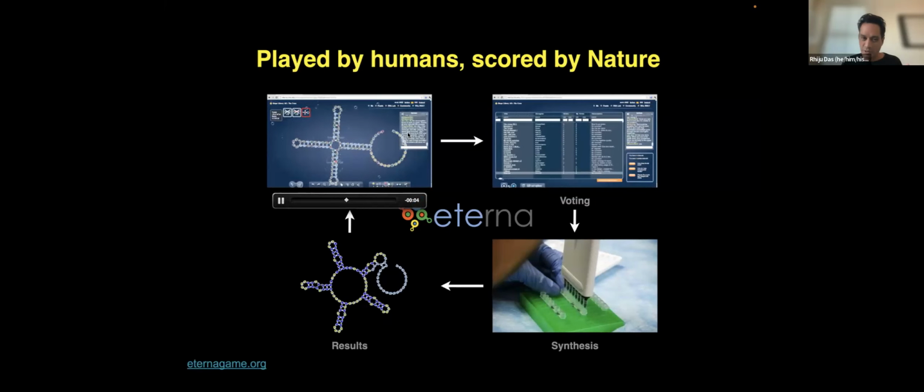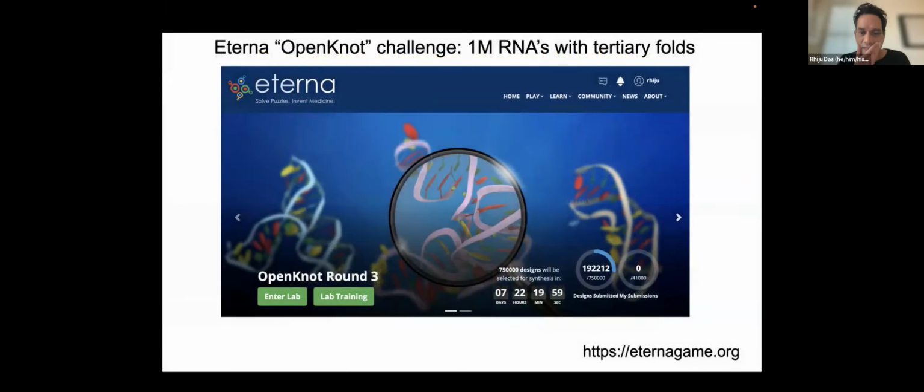So this is a tremendous source of in some ways non-expert, but highly well-trained knowledge about RNA. And this has resulted in the most designs for our current effort. The way that we actually solicited them is through a challenge that we call the OpenNot Challenge. This is a screenshot of a splash page for OpenNot round 3.